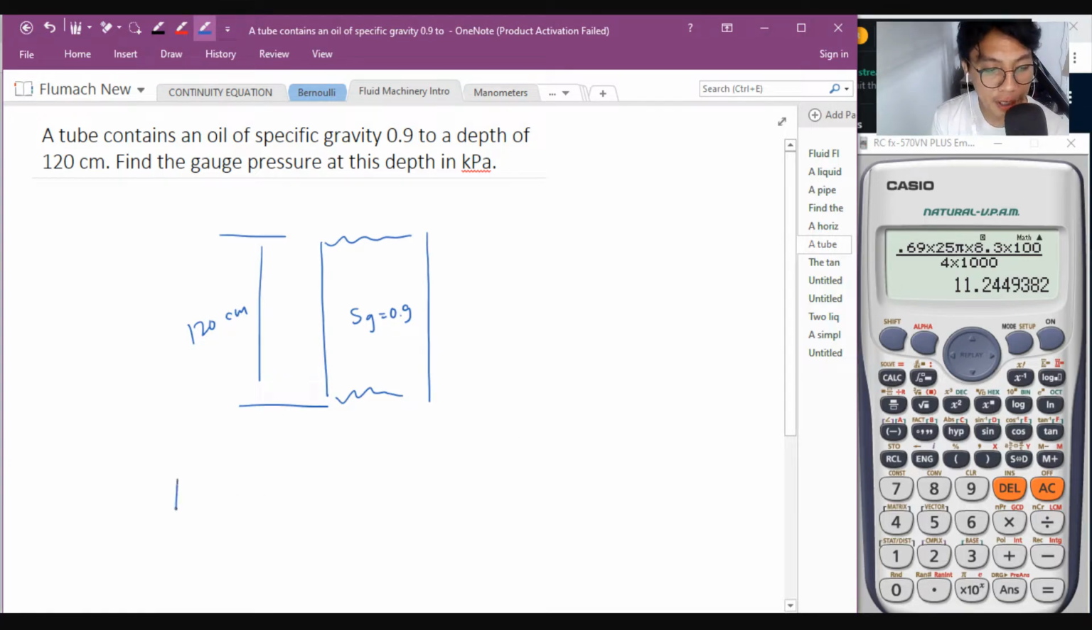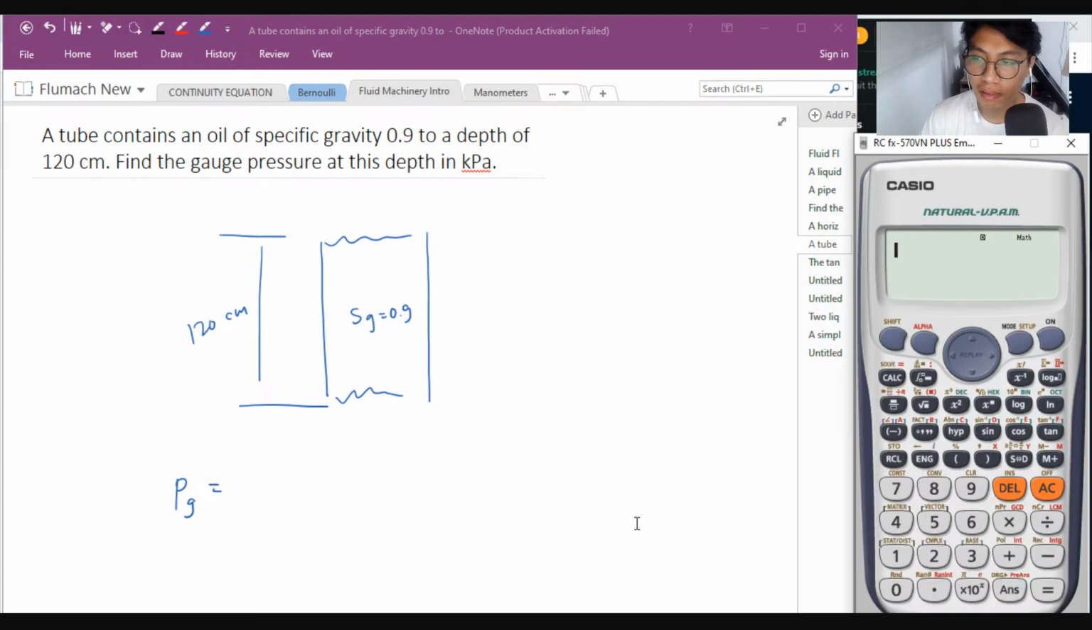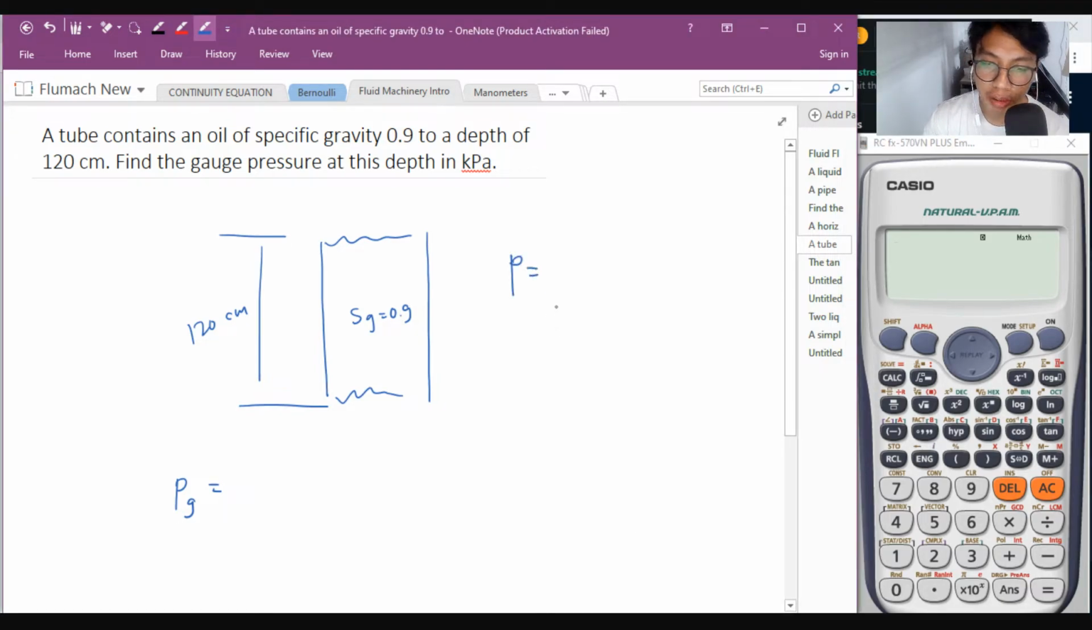So, pressure gauge equal to... Hindi ko kabisado. Ay, naku, lugi ka dyan. Yari ka. Again, remember that pressure is equal to the specific weight of the fluid multiplied by the height of the container. Okay?